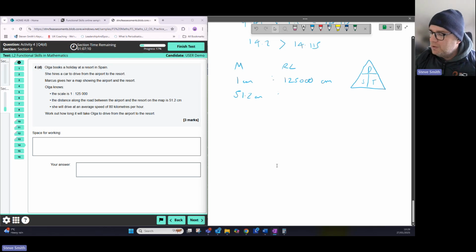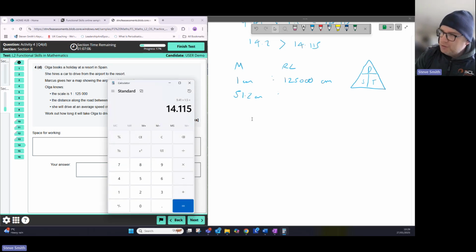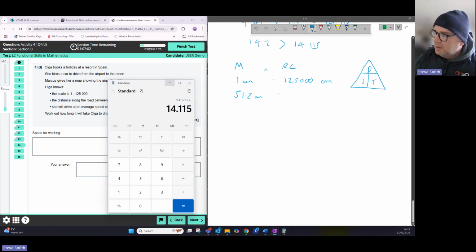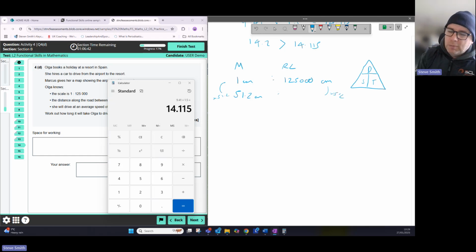So we know it's 51.2 centimeters. And you can see here, look, the relationship between this one and this one is times by 125,000. So we need to do that same with that one. Or if you prefer to do it the other way around, you notice that distance there, that's times by 51.2. So we times that one by 51.2. It doesn't matter which way around you do it with direct proportion, as long as it's one or the other.